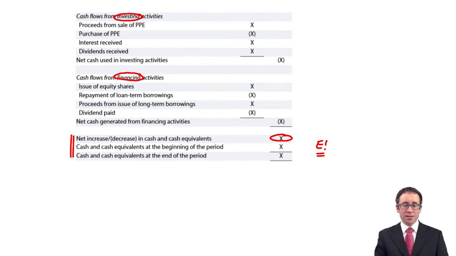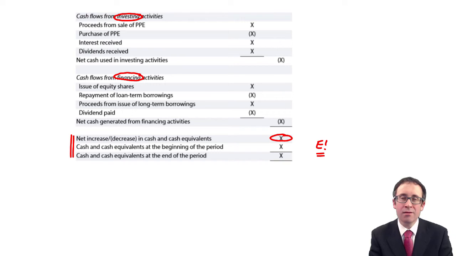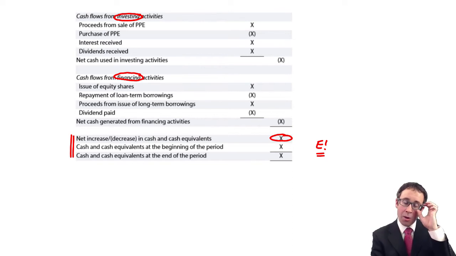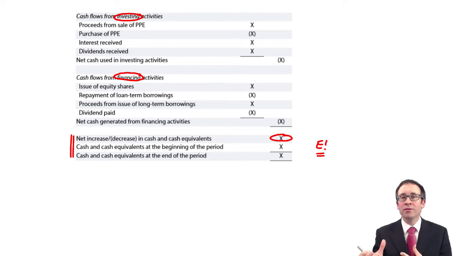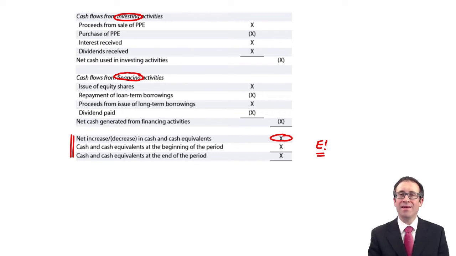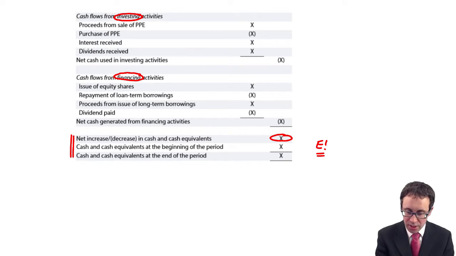Investing activities. Remember, it's to do with your PPE, or now as well intangibles and financial asset investments. We're going to buy them, so there'll be a cash outflow. We'll sell them, there'll be a cash inflow. And then if you have any investments, you might have investments in debt, so you'll receive interest, or investments in shares, you will get some dividends received.